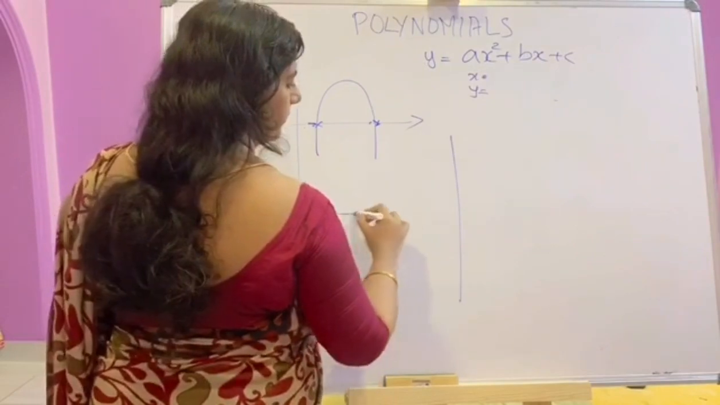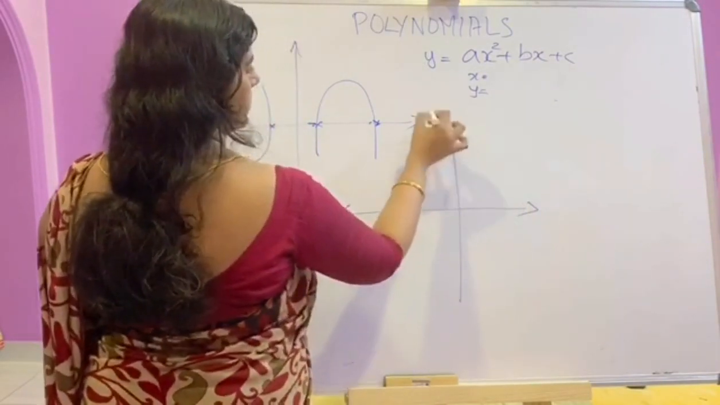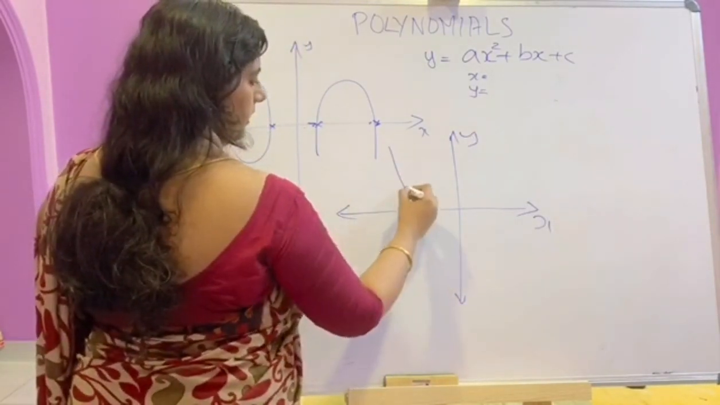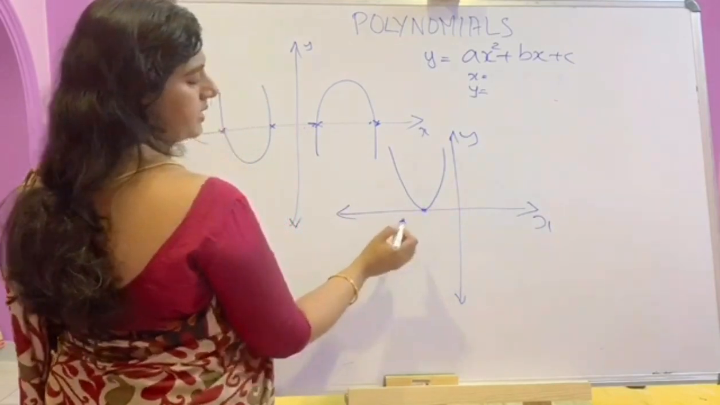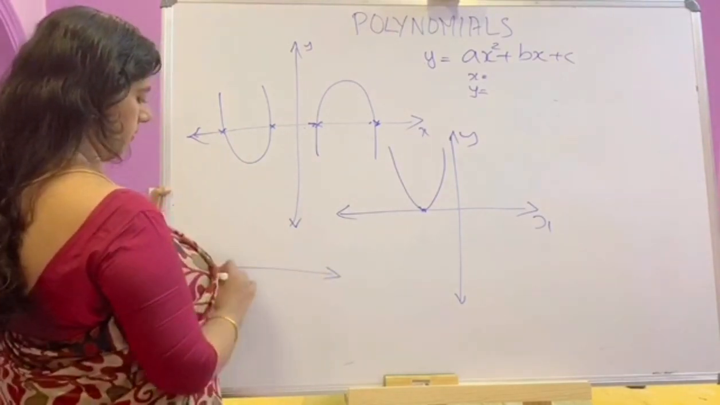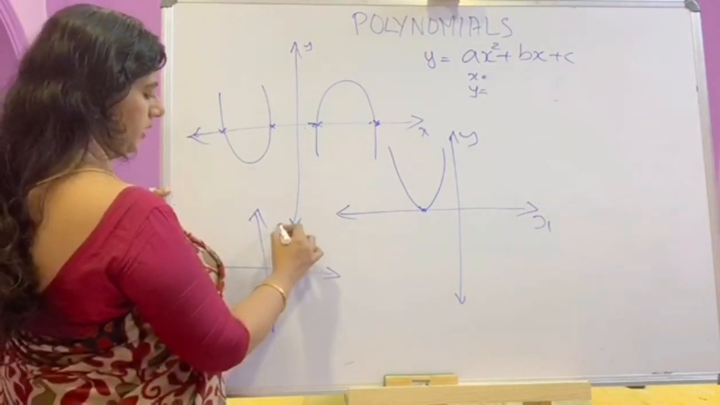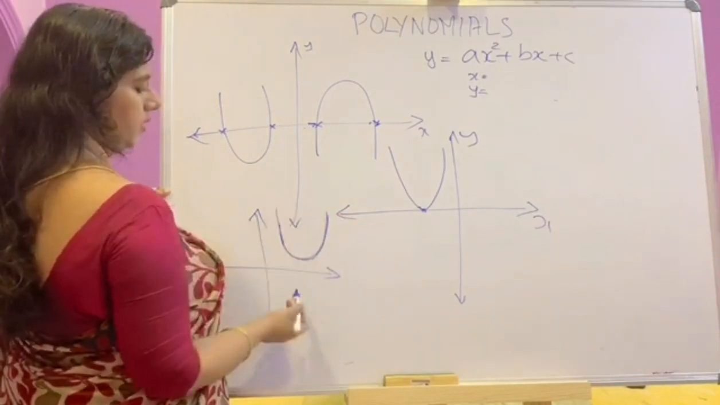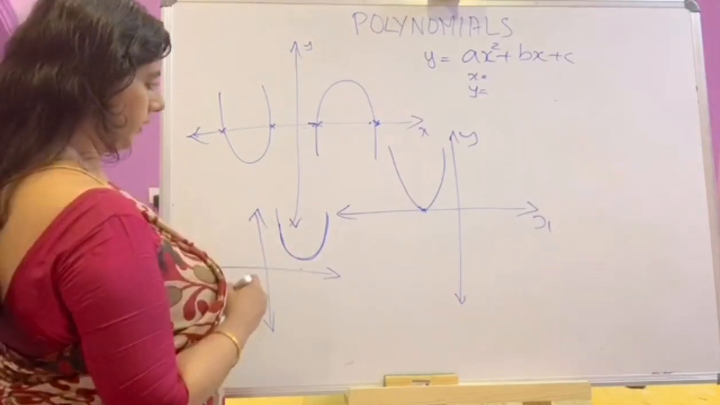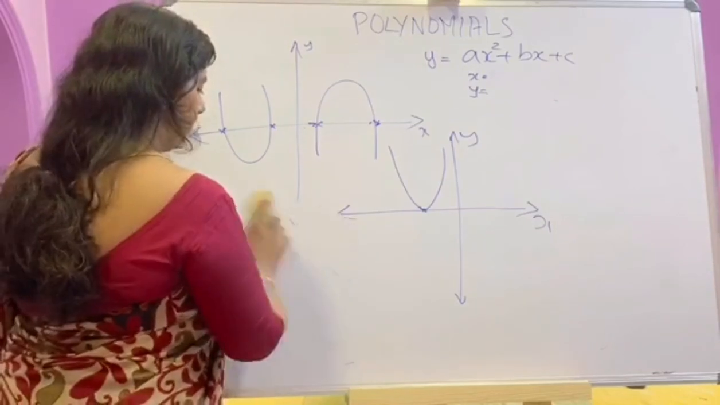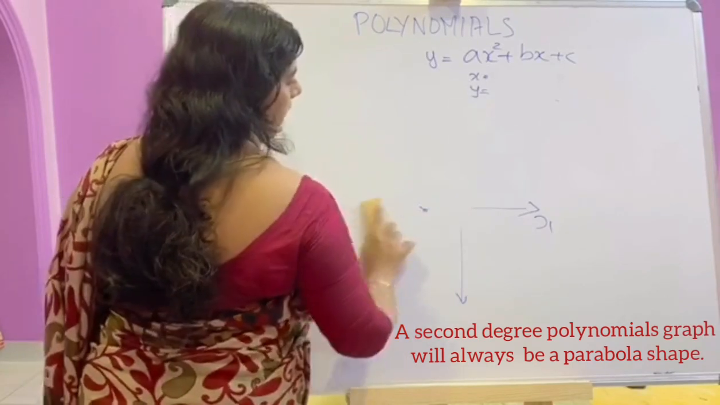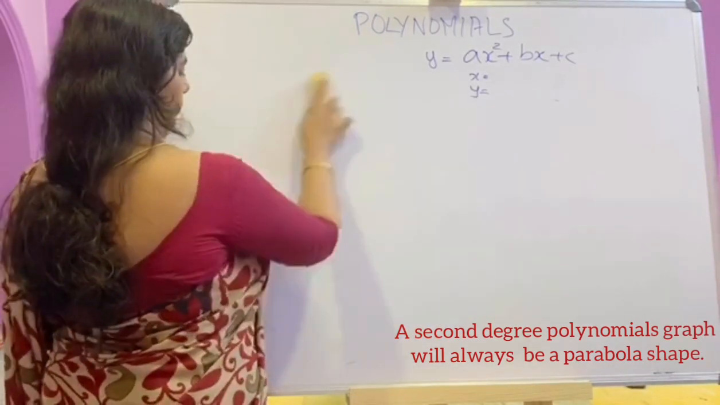Or you will get another graph, this is x and y. You will get it like this. Only a single point is touching here. That is 1 zero. Or the parabola will be lying here, so this is not touching the x-axis. So like this. So always remember, a second degree polynomial's graph will always be a parabola shape.